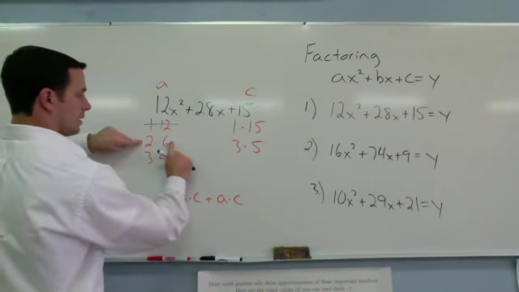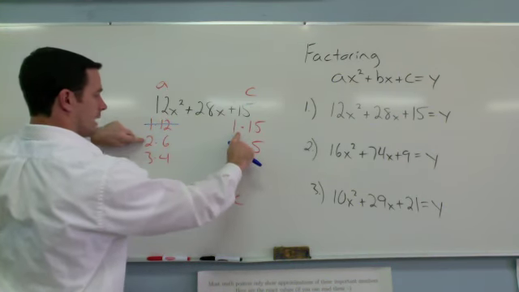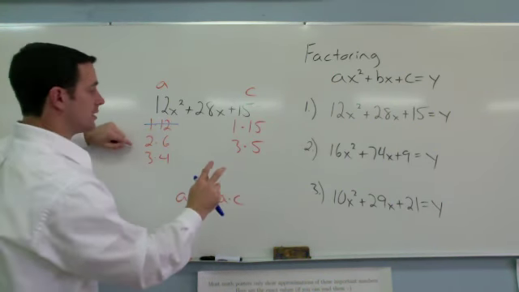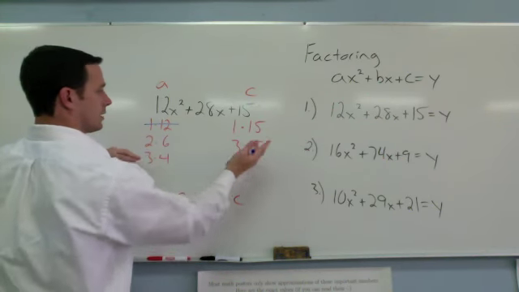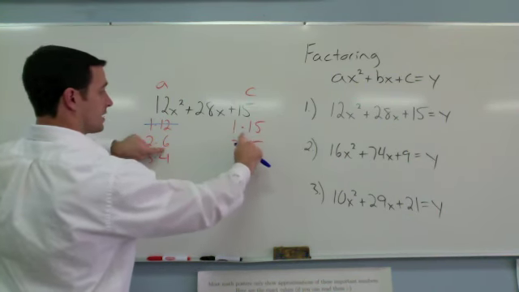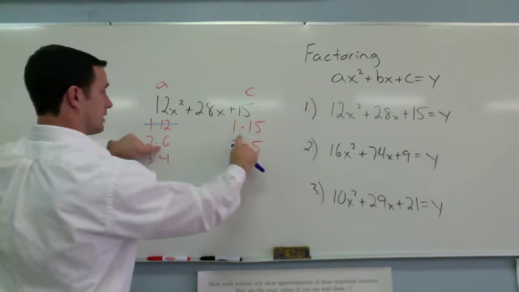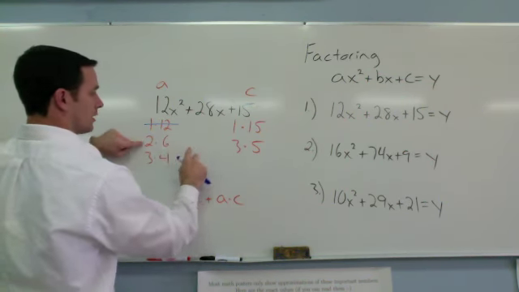So let's compare this group with this group. If I do 2 times 1 and then 6 times 15, I can tell already that's going to be too big because 6 times 15 gives me a number way too big to give me 28. Let's reverse the order then. How about 2 times 15 and 6 times 1? Still doesn't work. This is 30, this is 6. That doesn't give me 28. So this group doesn't work with this one.